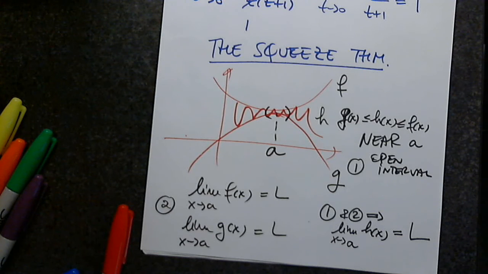But I show that h of x is squeezed between two functions near a, not here or here. I don't care for that. Right here, around a, near a, it's squeezed. And then I'll conclude: if these two exist and they are the same, then this will be the same too. Here's an example.